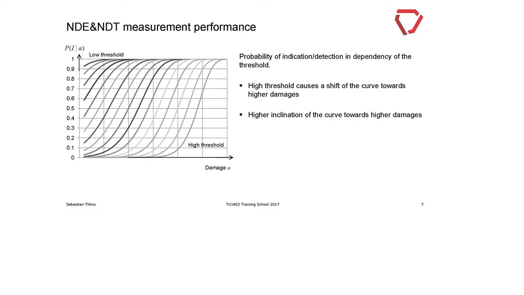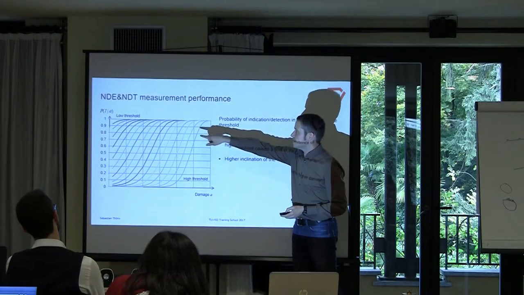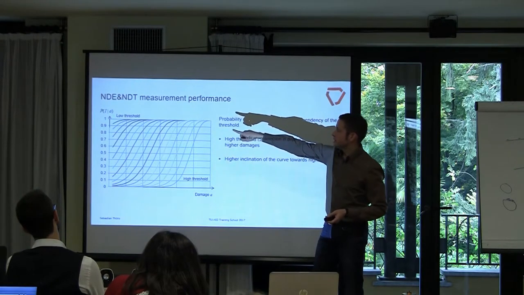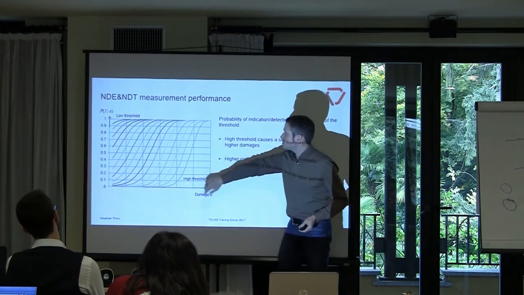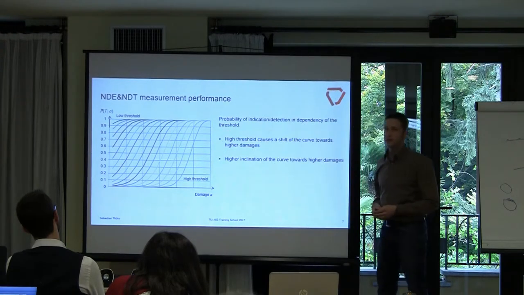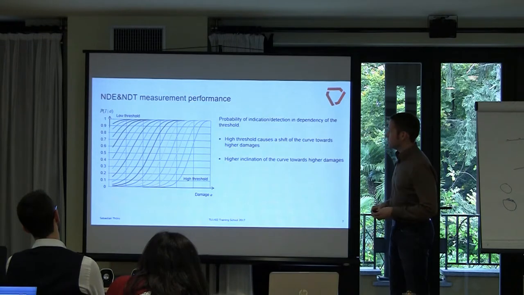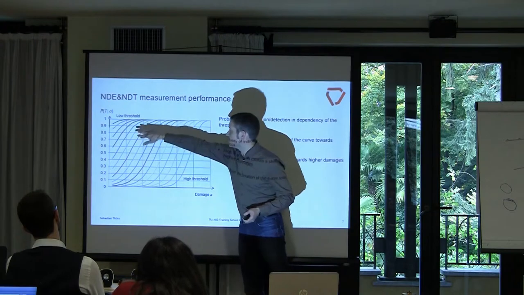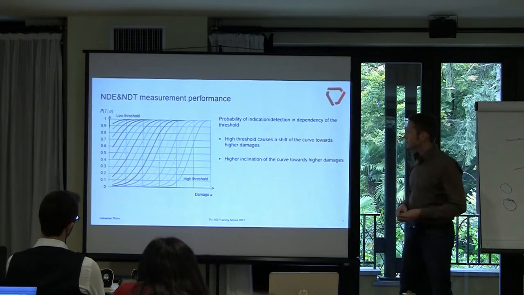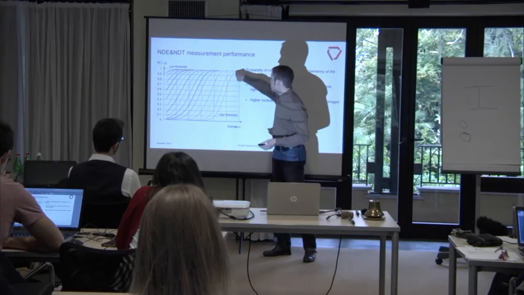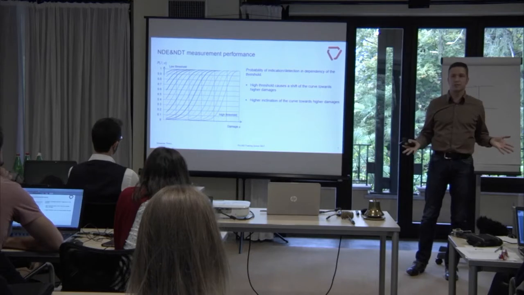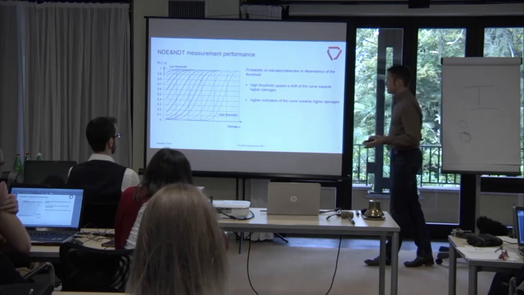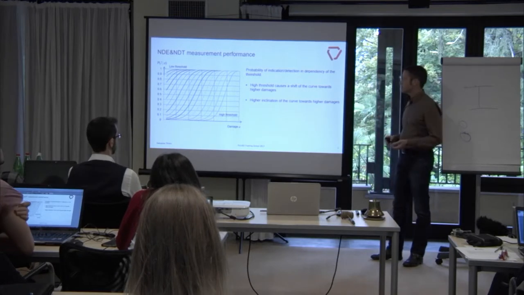This is the threshold, and this is what I've been talking about. The threshold influences the probability of indication curve. Here we have only the indication if there was a damage size, so we don't have anything for zero here. Here we have a high threshold, and here we have a low threshold. And this is how the probability of indication curve changes. If you lower the threshold, it will be lifted, and there's also a higher inclination of the curve. So the threshold influences the probability of indication. It's an arbitrary measure associated just to the measurement technology. It's standardized, which for some scenarios is fine, but for others not.